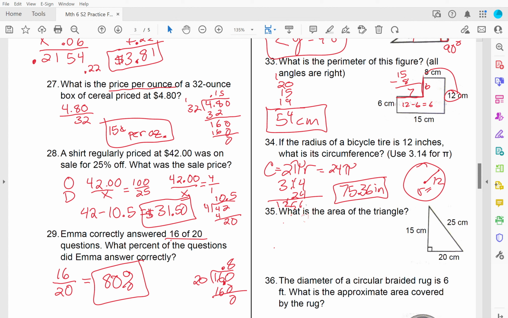Alright, so what is the area of this triangle? Remember, the area of a triangle is 1/2 base times height. So the base is 20, the height is 15. So this is 1/2 20 times 15. Well, half of 20 is 10. 10 times 15 is 150. I apologize, I wrote 6. Don't know why. There we go. It's 15. So, 10 times 15 is 150. It's area, so it's centimeters squared.